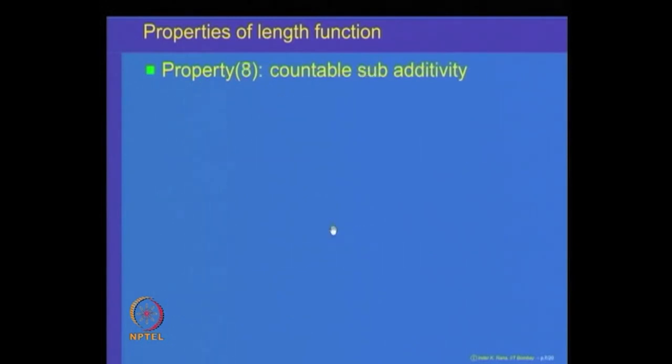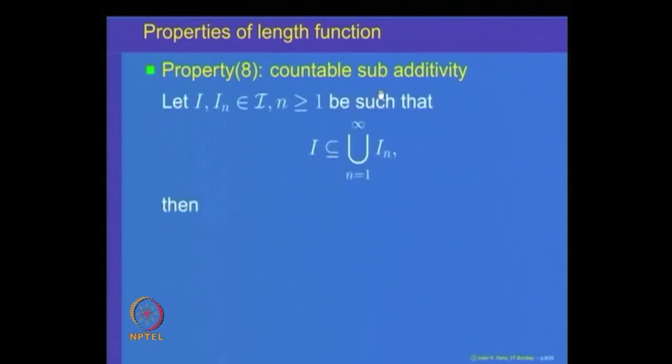Let us extend this property to coverings which are not necessarily disjoint. That is called countable subadditivity. It says that if an interval I is such that I is contained in the union of intervals I n's, n equal to 1 to infinity, which may not be disjoint, then obviously we should expect that the length of I is less than or equal to summation of the lengths of the I n's. And its proof is very much similar to the earlier case.